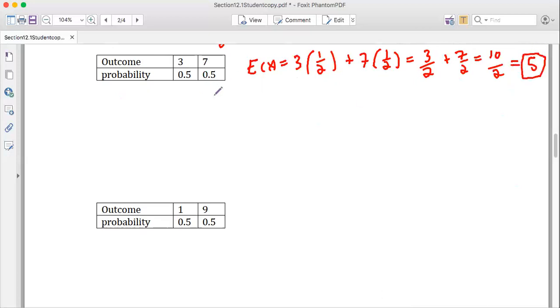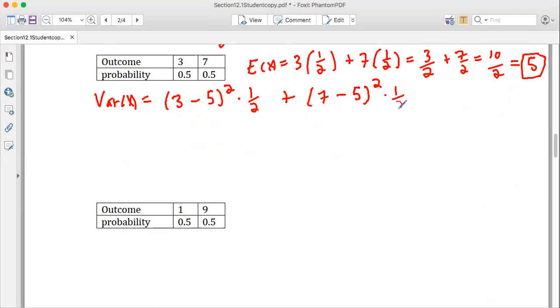Should seem maybe familiar, right? Well, let's go ahead and find the variance and see what that looks like. So I would take outcome 3, subtract away expected value 5, square that difference, and multiply by 1/2. Then I would take outcome 7, subtract away expected value 5, square that difference, and multiply by 1/2. And what's that going to look like?